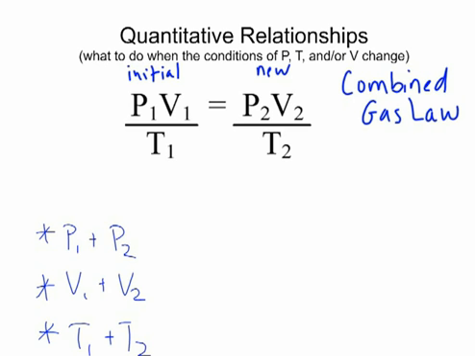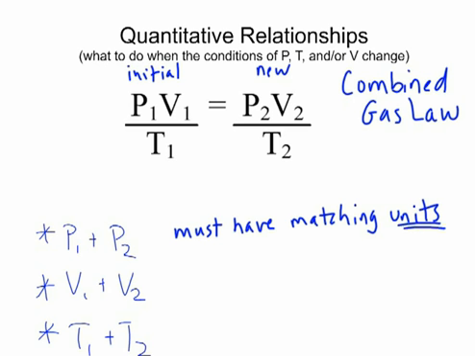Now, a couple things to keep in mind. P1 and P2 must have matching units. It doesn't matter which pressure unit you use. If they're both millimeters of mercury, that's fine. If they're both atmospheres, that's fine. If they're both kilopascals, that's fine. But what you cannot have is a pressure unit for the initial conditions in atmospheres and a P2 pressure unit in millimeters of mercury. The pressure units must match, or else they don't cancel, and then the math doesn't work. So I don't care which pressure unit you use, so long as they match.